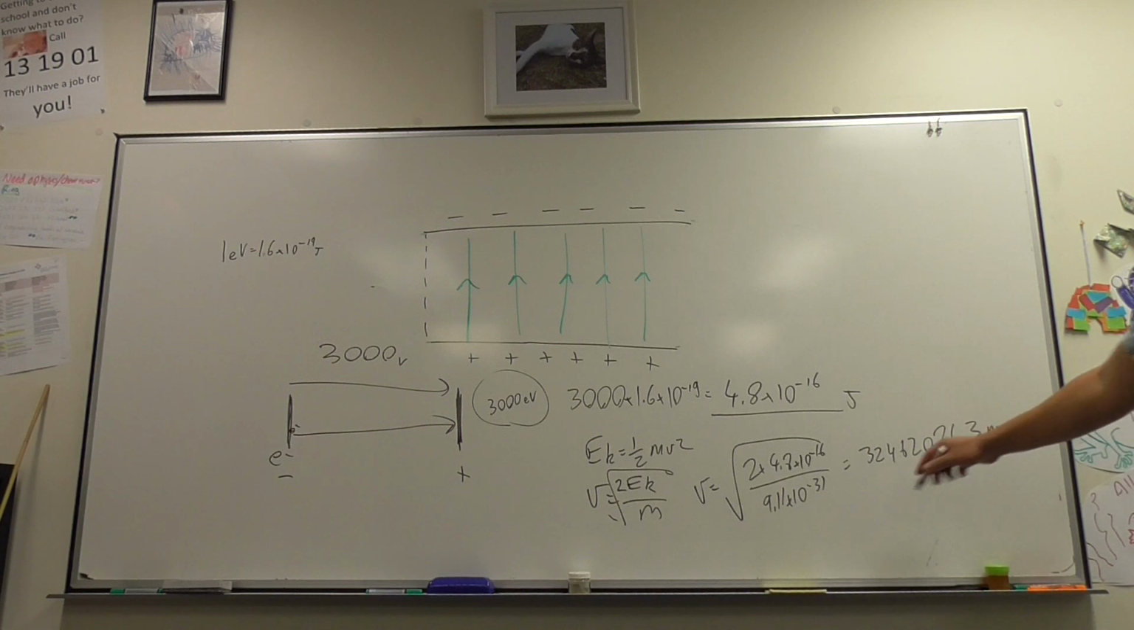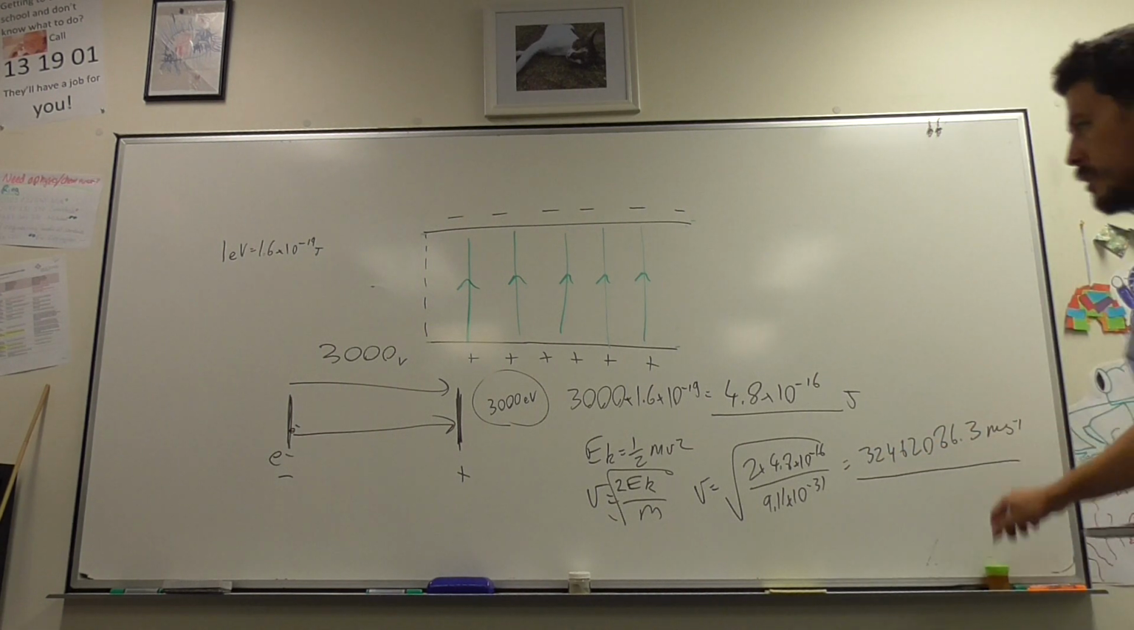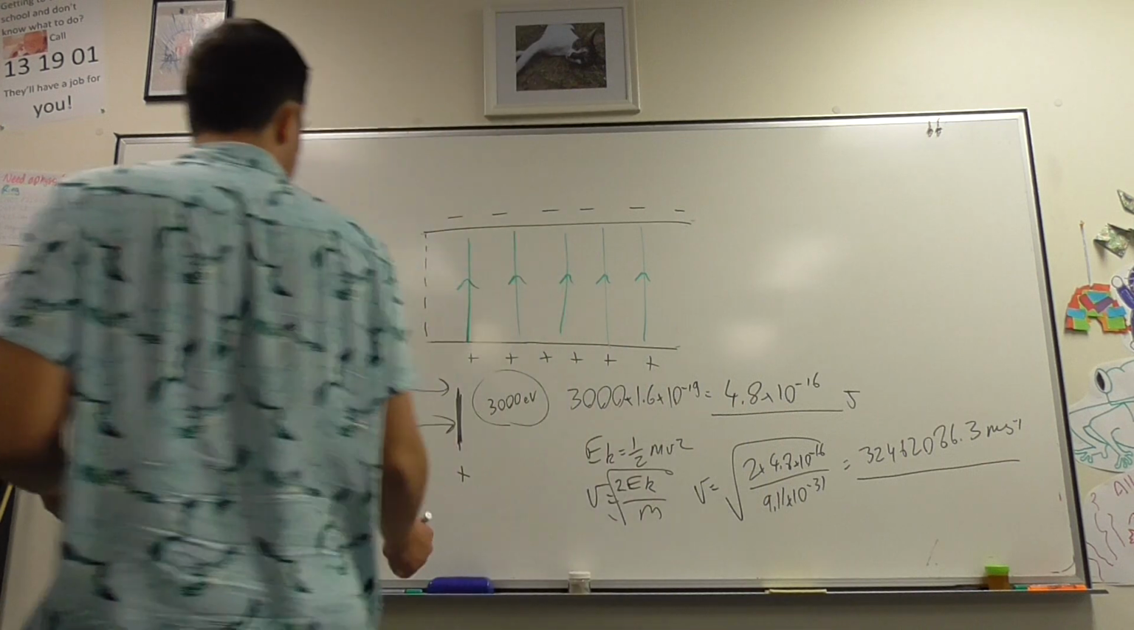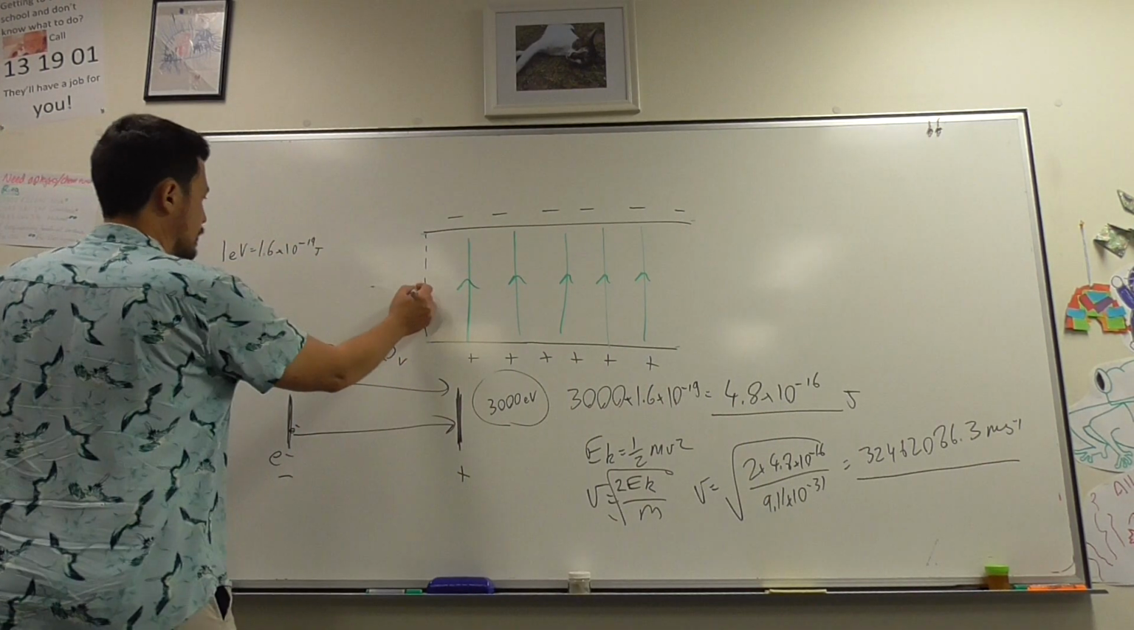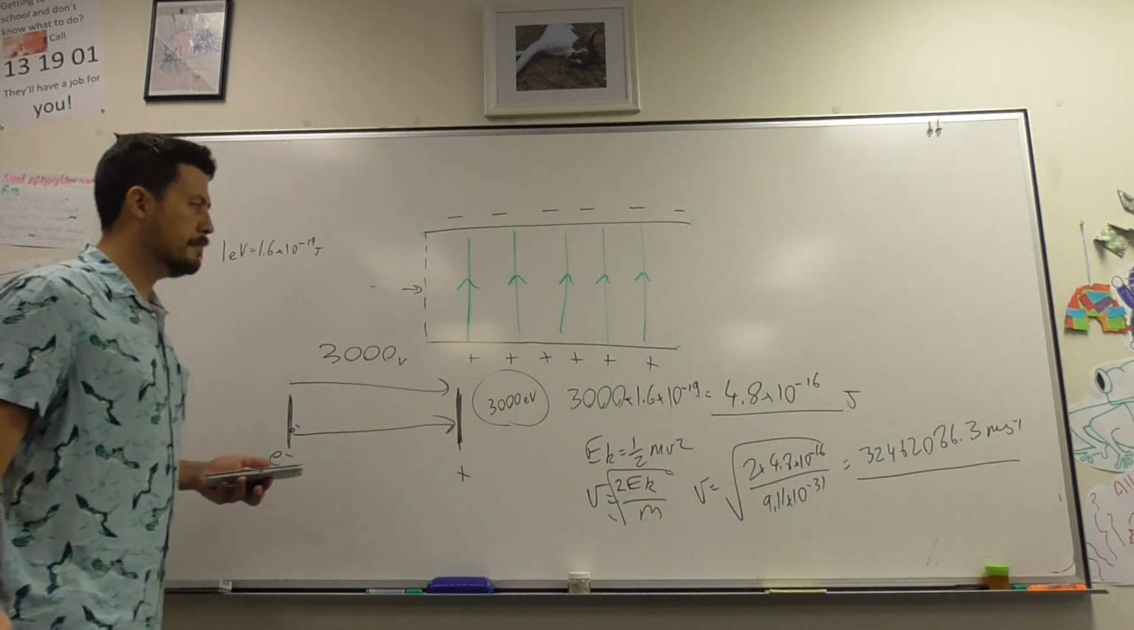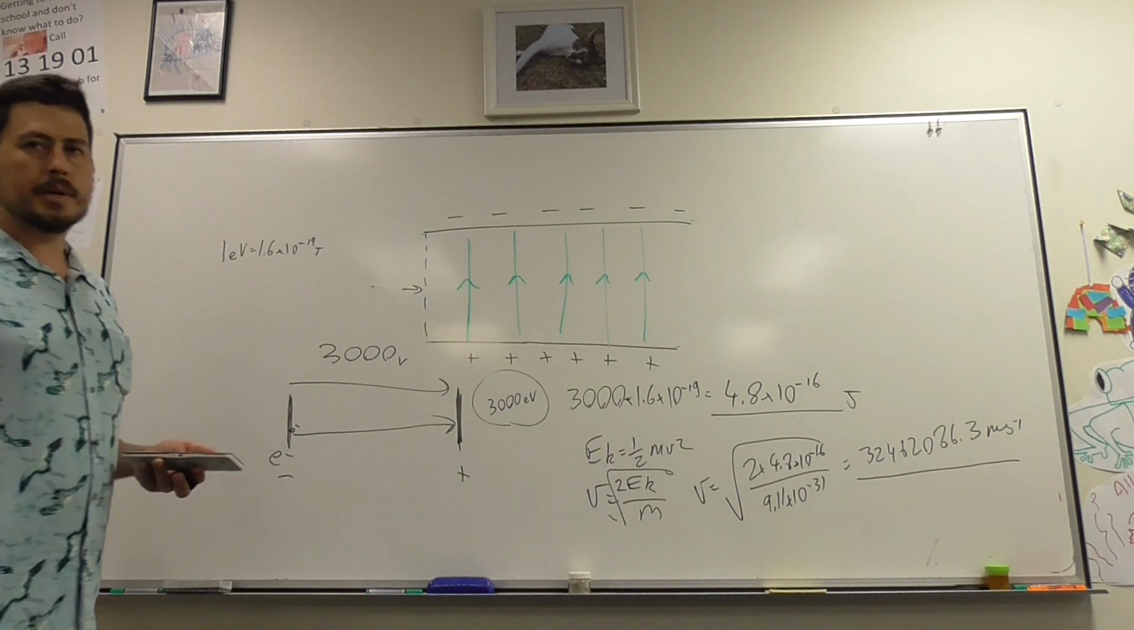Okay, it's on the relativity formula. The electron is fired into this electric field. Insane. It arrives with that speed.